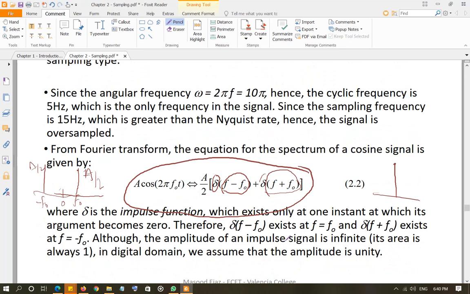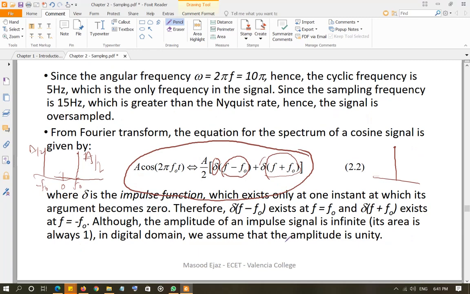Every sine or cosine signal has only one frequency, right? Whatever the frequency of that signal is. So in the frequency domain, when you look on the spectrometer, you will only see one impulse at that frequency because it does not have any other frequency. As simple as that.